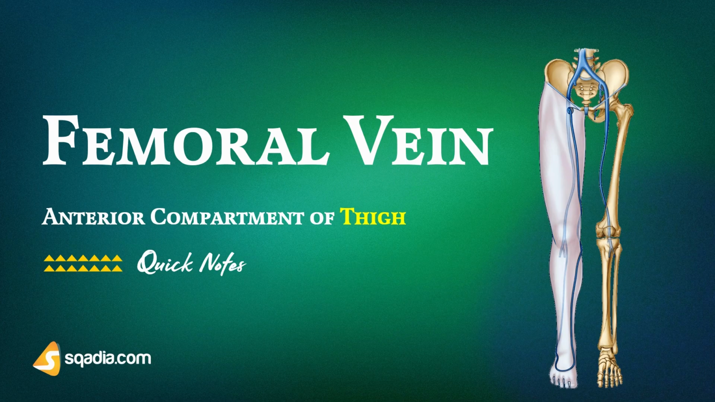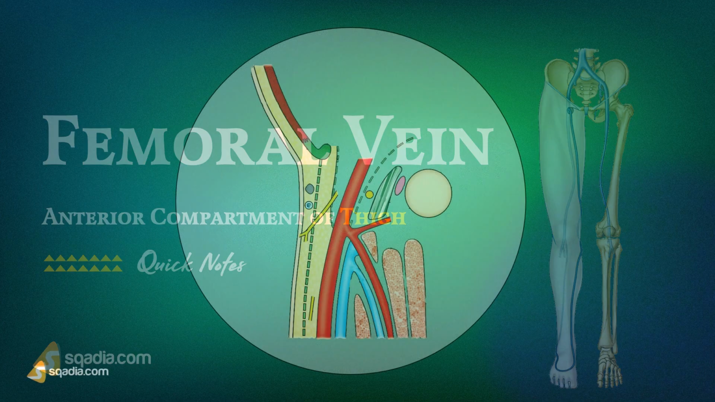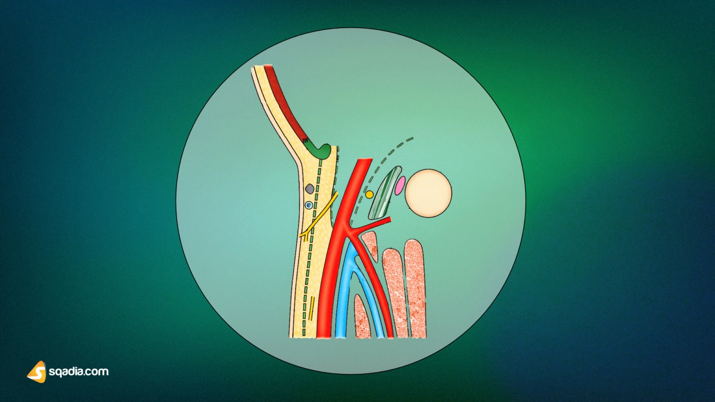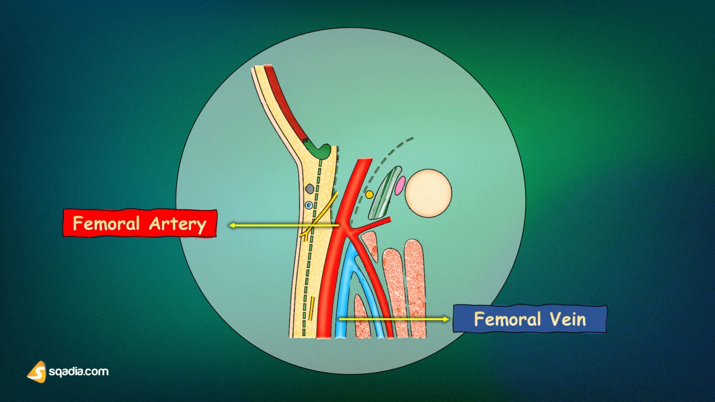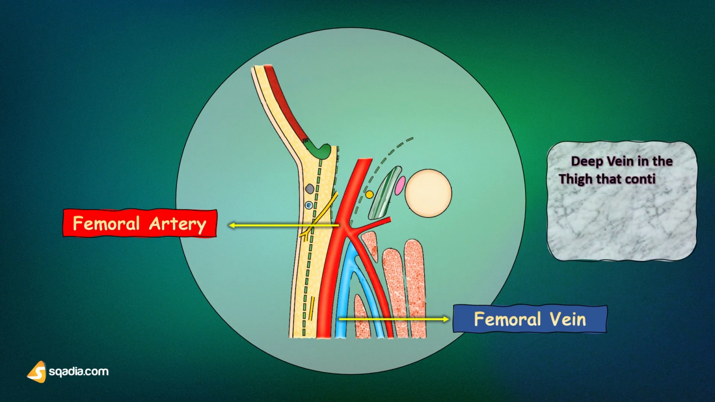The femoral vein, as you have seen, is closely related to the femoral artery. Just as we have already discussed, it passes through the femoral triangle alongside the femoral artery. It is a major deep vein of the lower limb that becomes the external iliac vein when it passes under the inguinal ligament to enter the abdomen.